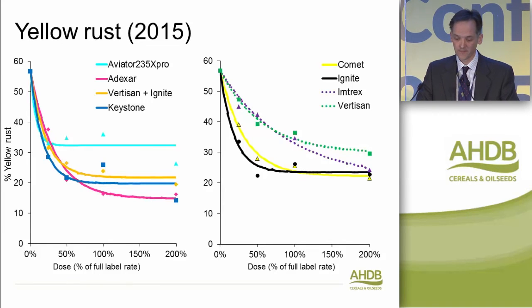there. Notably, on the left-hand side where we look at the mixtures, all the mixtures that contain epoxyconazole are very, very strong there. And in this highly curative situation, it's perhaps not surprising that Aviator is struggling a little compared to the others.